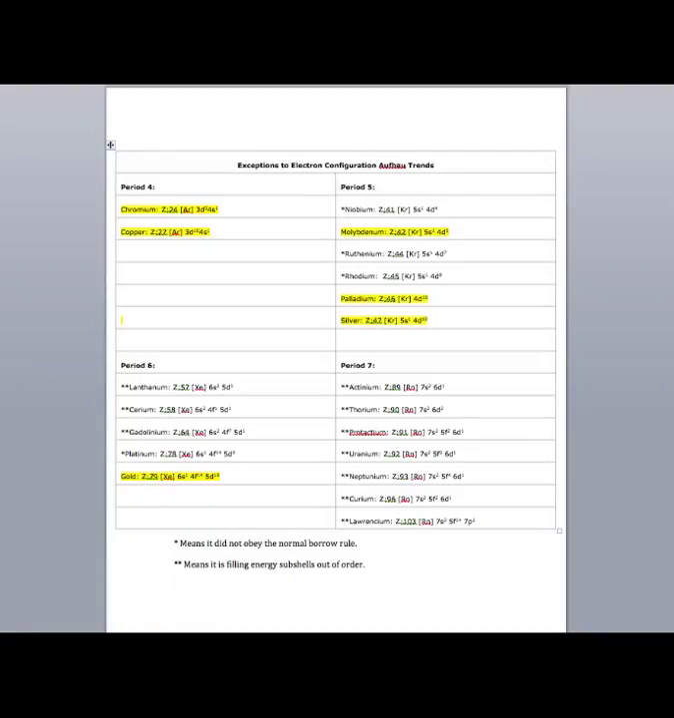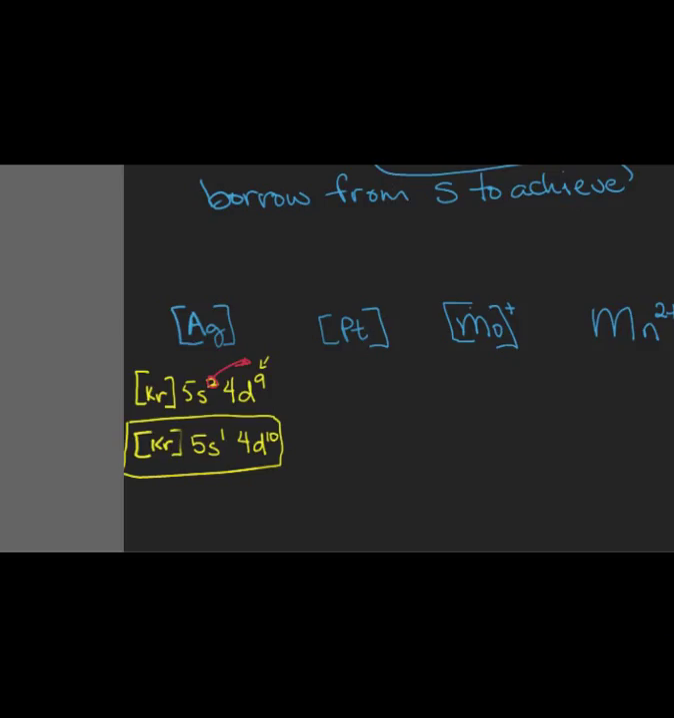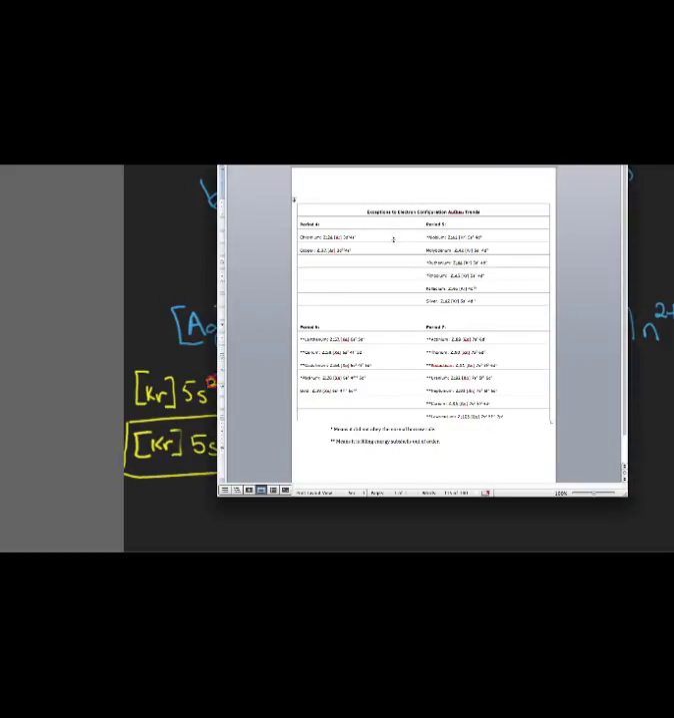Today we're going to continue discussing the concept of electron configurations by looking at the example of platinum. Platinum is an exception to the exception. So let's look at the exceptions handout. This is available on dallaseducation.org.